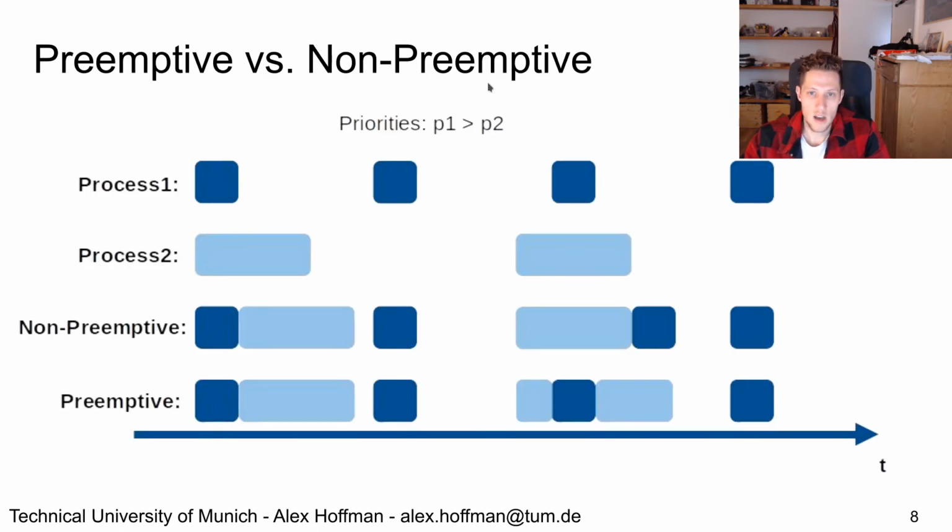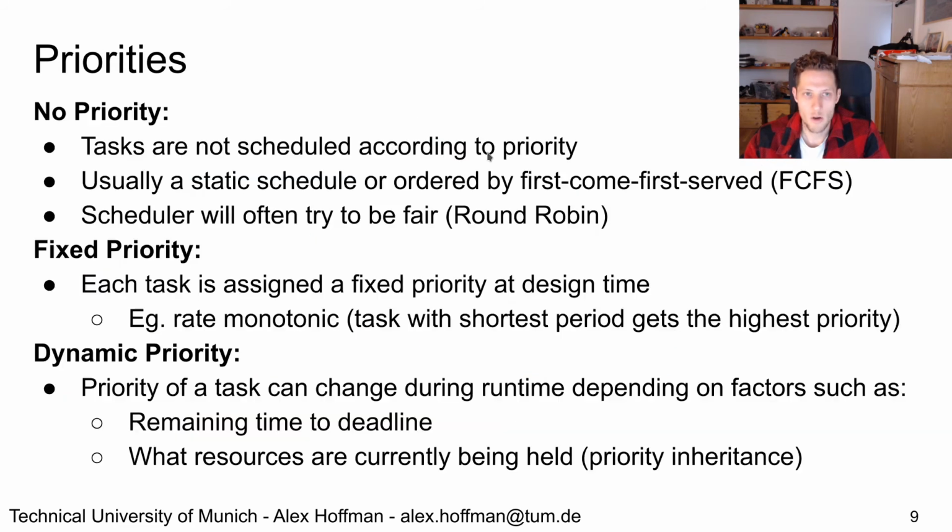I was mentioning here that they have priorities, and now let's go a bit more in depth on them. The priority of a task or a process is the metric or value by which the importance of a task is quantified, as the name implies. And this is the value that the scheduler uses to make its decisions.